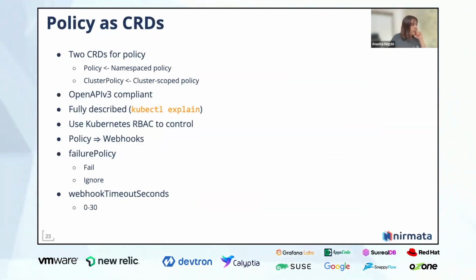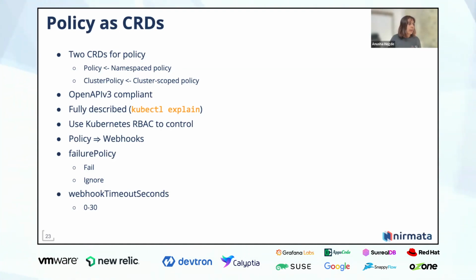Moving on, policies as CRDs. There are 2 types: a policy and a cluster policy. Think of it as similar to roles, where we have role and cluster role. A role is always namespace scoped, and a cluster role is applicable throughout the cluster. Similarly, a cluster policy is cluster scoped, applicable throughout your cluster, and a policy is namespace scoped, so you'll have to specify which namespace the policy applies in.